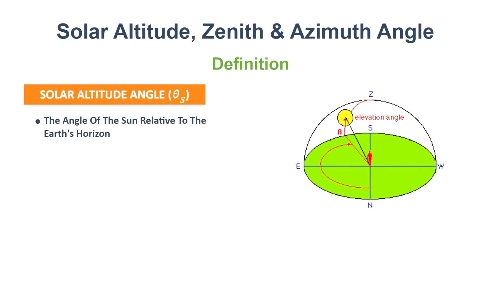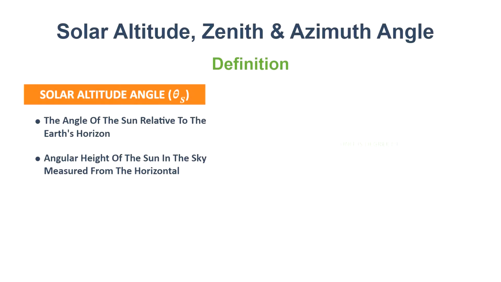Solar altitude refers to the angle of the sun relative to the Earth's horizon. In other words, altitude angle is the angular height of the sun in the sky measured from the horizontal. Because it's an angle, you measure solar altitude in degrees. If you select radians to measure, then please set the entire calculation based on radians.